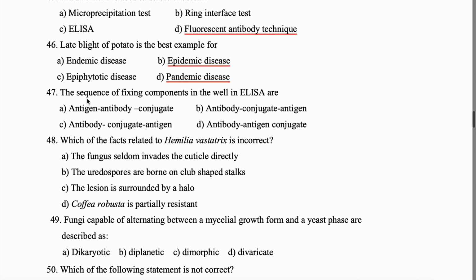Question 47. The sequence of fixing components in the well in ELISA. ELISA is a serological technique. That is option A, antigen, antibody, conjugate.